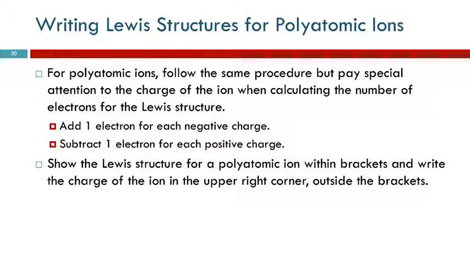What about polyatomic ions? Same idea, same process of writing this structure. Pay attention to the charge though. Every negative charge you have to add an electron, every positive charge you have to subtract an electron. When we're doing charged things, ions with Lewis structures, we're going to put brackets around the Lewis structure and put the charge on the outside, unless you're doing Mastering Chemistry.